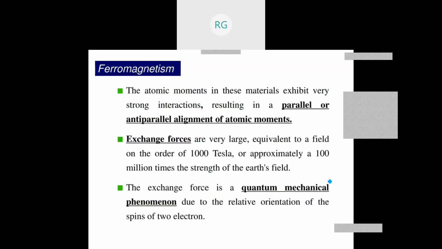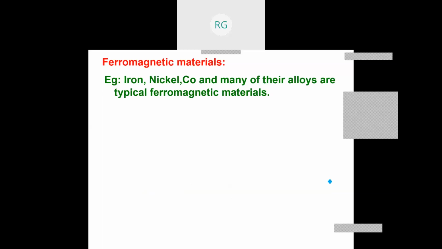Now, if you see the facts about ferromagnetic materials, these materials show exchange forces. These exchange forces are quantum mechanical phenomena. Therefore, to understand ferromagnetism, we have to use quantum mechanics to understand the ferromagnetic behavior. Some examples of ferromagnetic materials are iron, nickel, cobalt, and some other alloys.